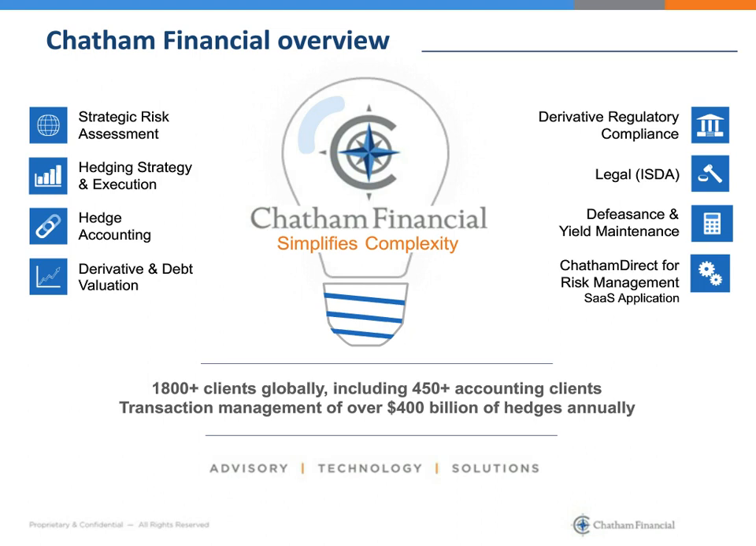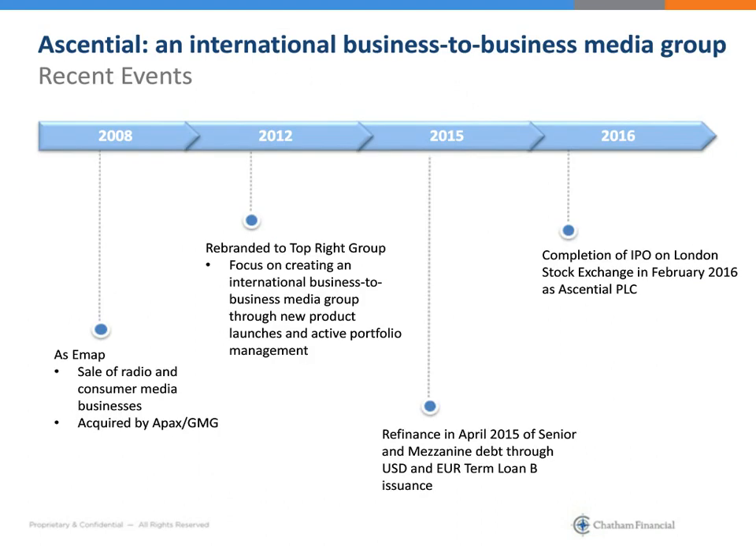Thank you, Anne. As Anne said, I'll just give a brief history of the group over the past 8 years. The current Essential Group was born out of the previous business called EMAP. EMAP was historically a wide-ranging media business that owned both consumer and B2B publishing titles, as well as event and data businesses on the B2B side, and owned commercial radio stations. In 2008, the consumer-facing businesses were sold, and the remaining B2B businesses were acquired by Apax and Guardian Media Group and taken private, and EMAP was delisted from the stock exchange.